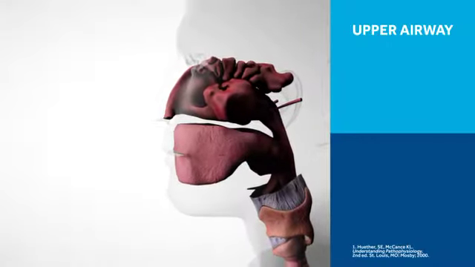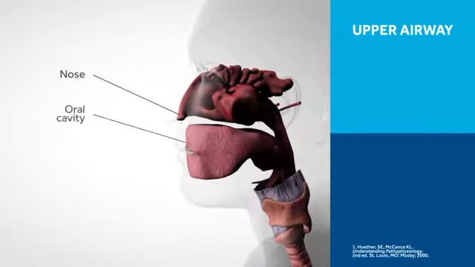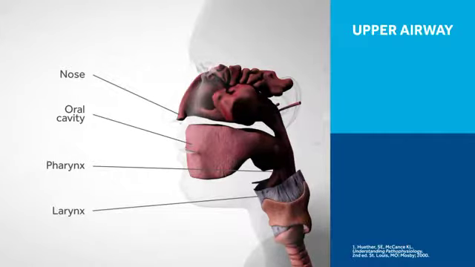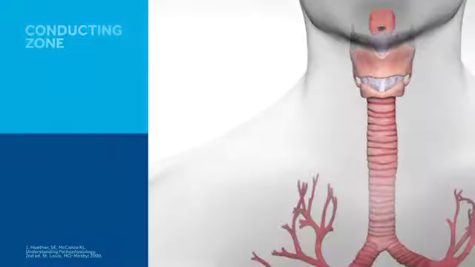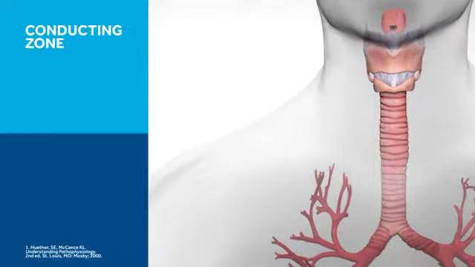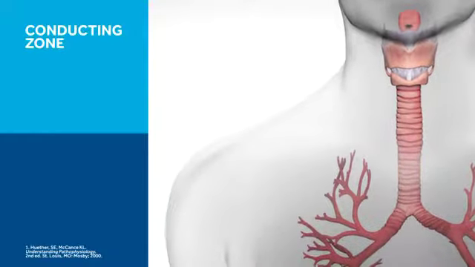The upper airway consists of the nose, oral cavity, pharynx, and larynx. The nose is lined with a ciliated mucosa that warms and humidifies inspired air and removes foreign particles before they can reach the lungs. No gas exchange between air and blood takes place in the upper airway. The upper airway and the tracheobronchial tree is often called the conducting zone.